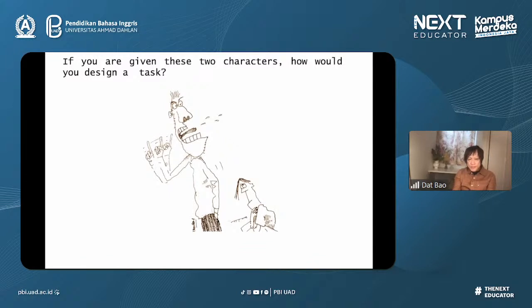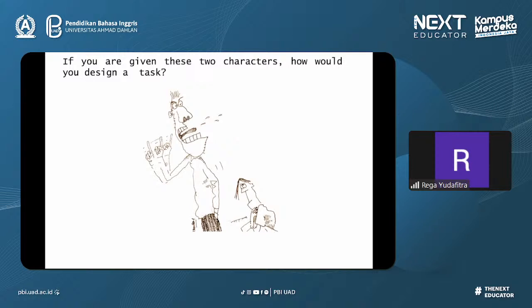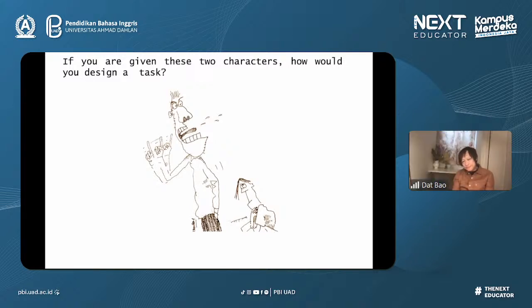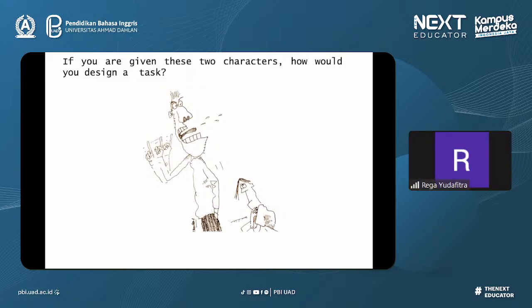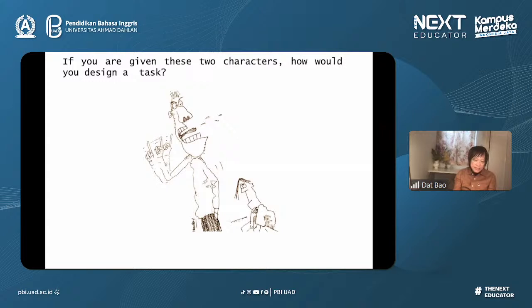Can you tell me what seems to be the relationship between these two characters? Father and son? Yes, could be father and son. And what's happening between them? Seems like the father kind of gives advice to his son. He gives the advice in an angry way. Yes, in a rude way. His son did something wrong. Yeah. What do you think the son might have done?